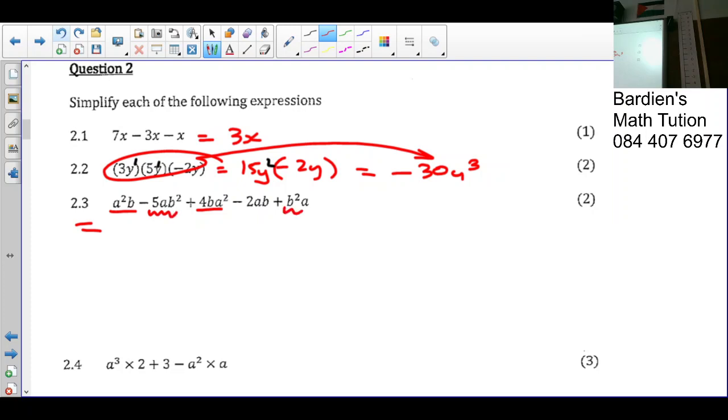Whilst this here and the last one, and this here is on its own. You all agree with that? So what is A squared B plus 4BA squared? 5A squared B. Minus 5AB squared plus 1B squared A. Negative 4AB squared. Minus 2AB. Okay, any confusion there? You all okay with that?